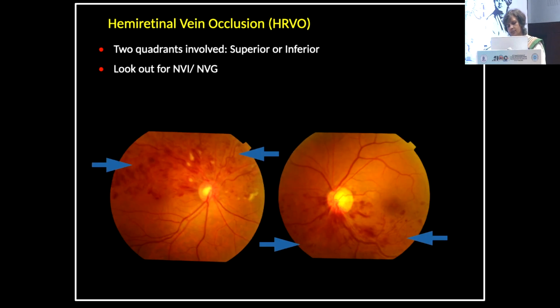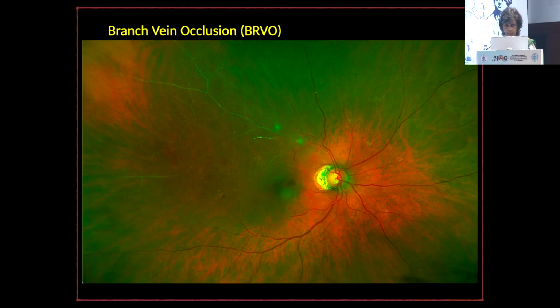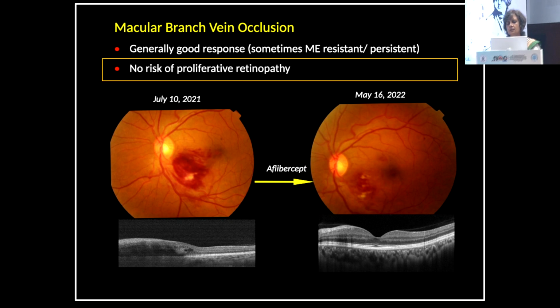Now, HRVO is diagnosed when there are two quadrants involved, either superior or inferior. And in these patients, because the extent of involvement is greater, there is a higher risk for neovascularization of the iris and NVG. So this is a major branch vein occlusion, superotemporal, which is the most common, or it can be a macular branch vein occlusion. In macular branch vein occlusion, there is no risk of proliferative retinopathy because the extent of ischemia is very low.